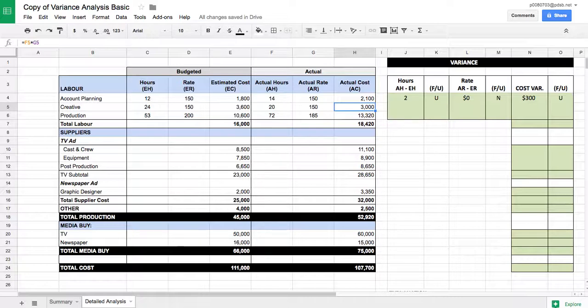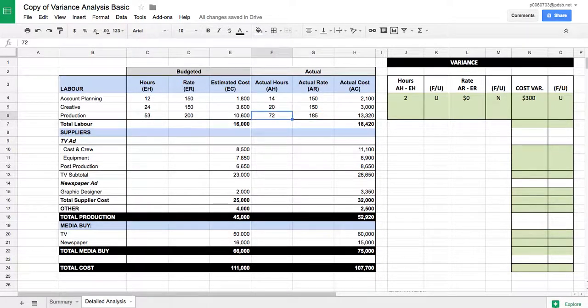Our costs are lower. So I want you to fill these in. Now notice our rate, again, didn't change. So the variance is attributed to hours. Okay, so I'm going to go through one more example and then a small one from the bottom.